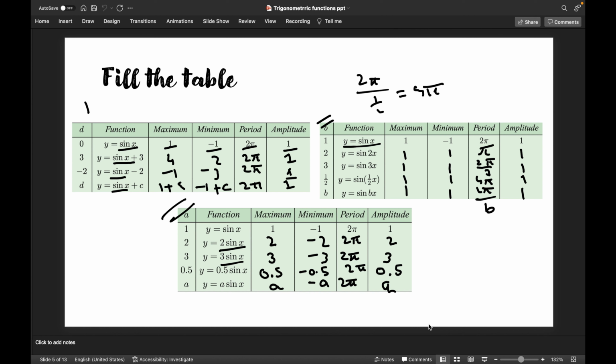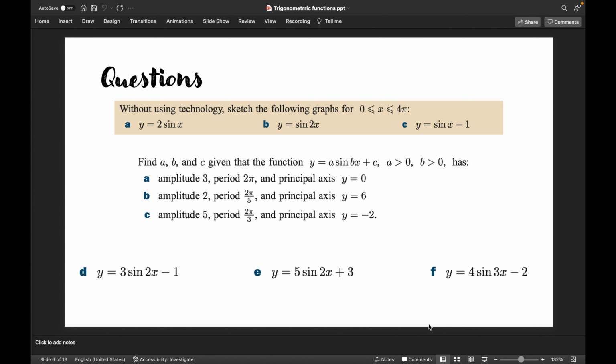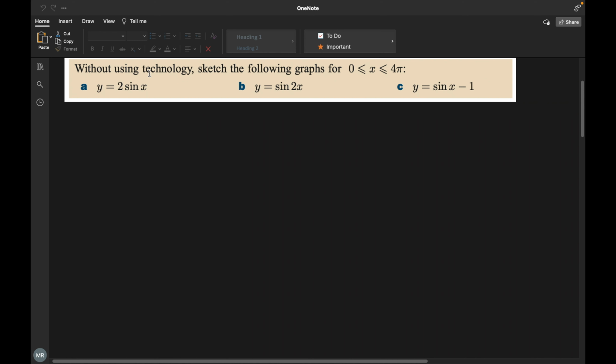Now let's solve a few questions. The first one states the following: without using technology, sketch the following graphs between 0 and 4 pi. Okay.